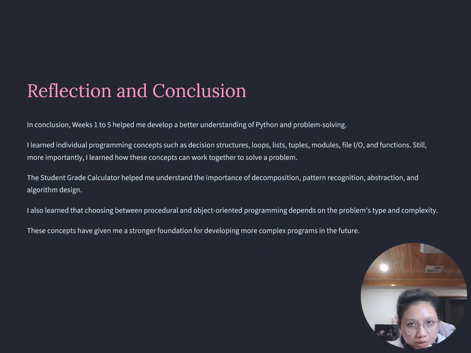In conclusion, week 1 to 5 helped me develop a better understanding of Python and problem solving. I learned the individual programming concepts such as decision structures, loops, lists, tuples, modules, file I/O, and functions. Moreover, I also learned how these concepts can work together to solve a problem. The student grade calculator helped me understand the importance of decomposition, pattern recognition, abstraction, and algorithm design. I also learned that choosing between procedural and object-oriented programming depends on the problem type and complexity.